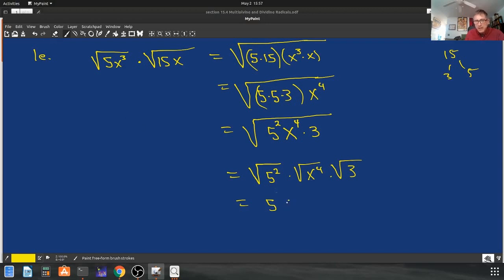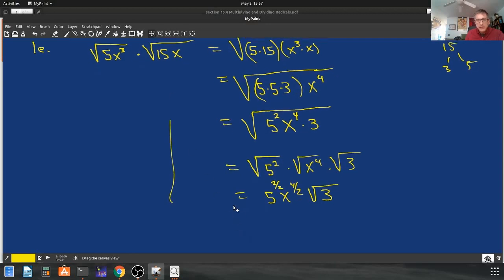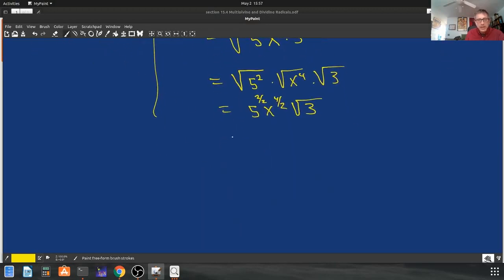And this is x to the 4 divided by 2. Now if you want to go ahead and put the 2 divided by 2 there, that's fine. Times the square root of 3. So the final is 5 to the 1st power, x to the 4 divided by 2 is x squared, times the square root of 3.